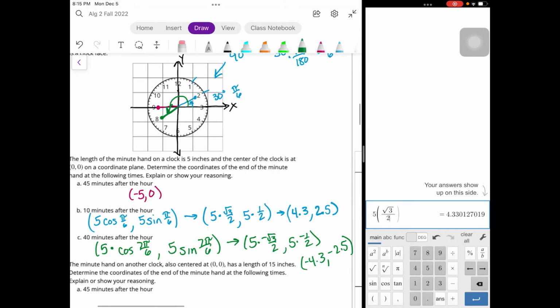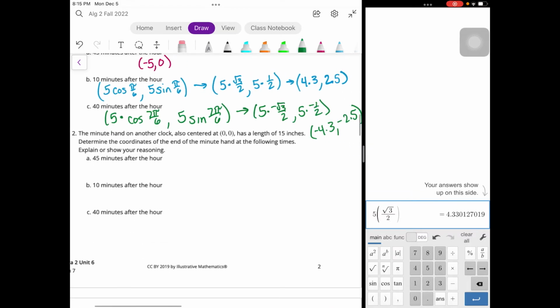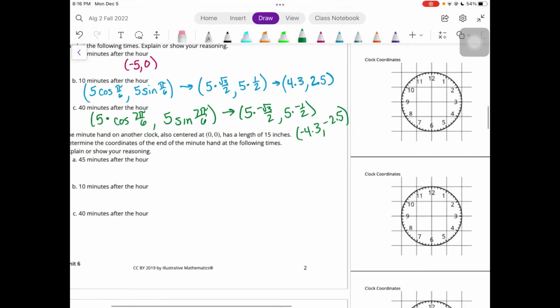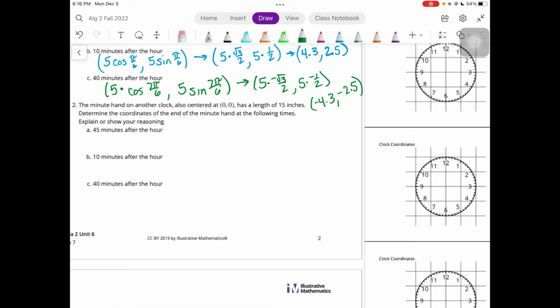All right, let's take a look at number 2. Okay, so now I'm going to get rid of this calculator for now. So we have the minute hand on another clock is also centered at 0, 0 and has a length of 15 inches. So here is our clock with our center at 0, 0. Determine the coordinates of the end of the minute hand of the following times.